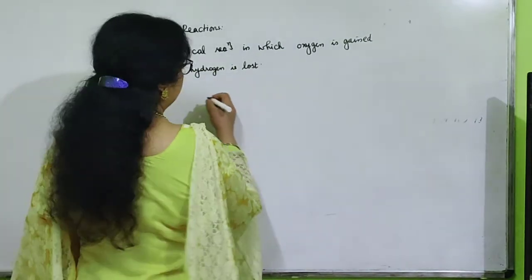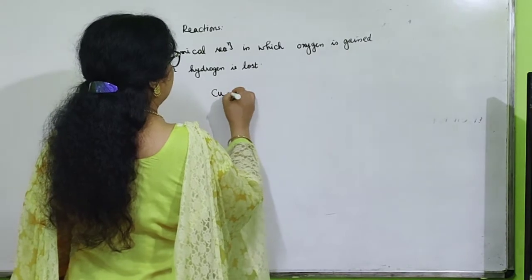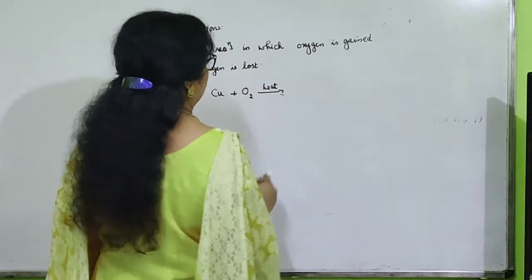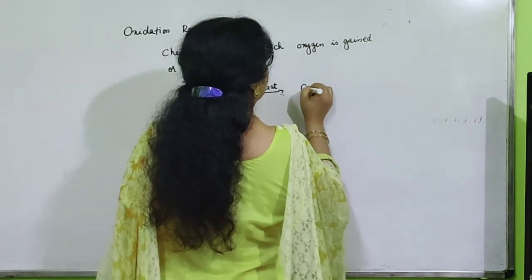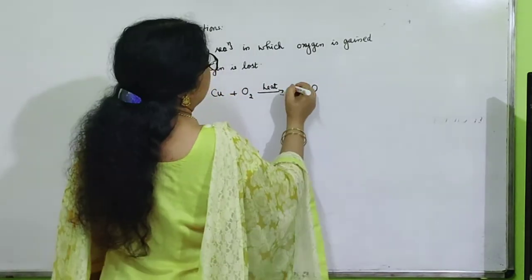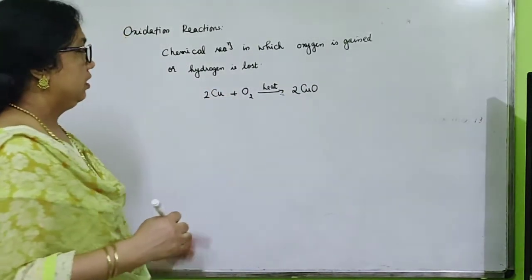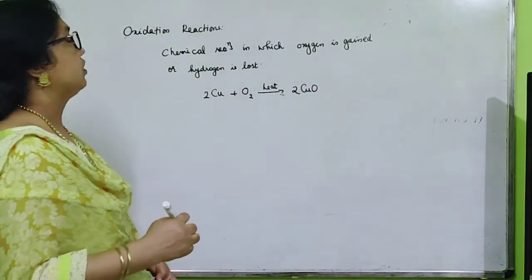For example, copper reacts with oxygen on heating to produce copper oxide, CuO. O2 here, so 2CuO. So this is the balanced equation. This is an oxidation reaction.